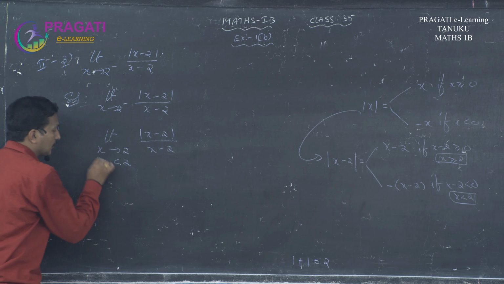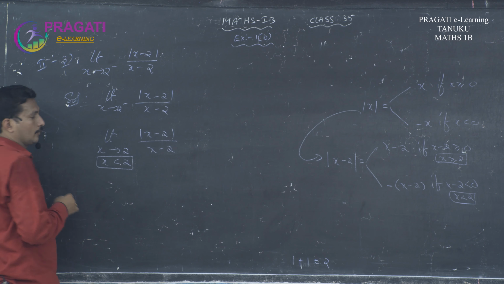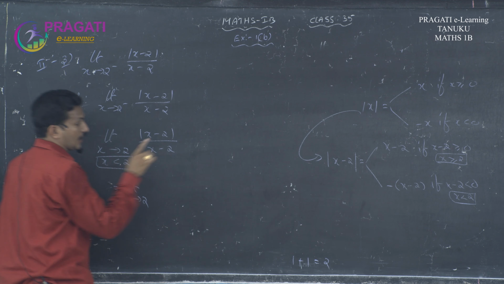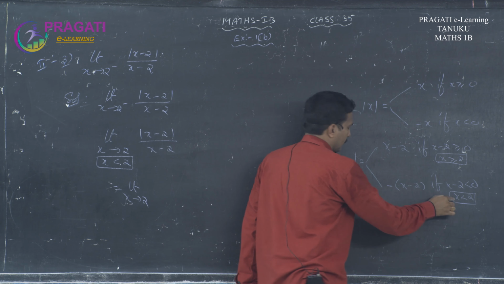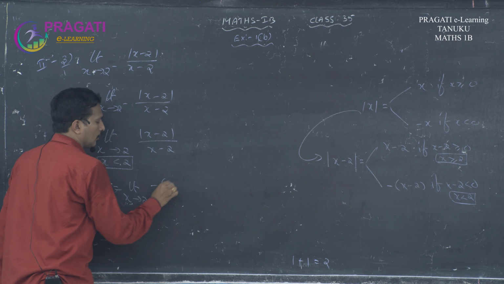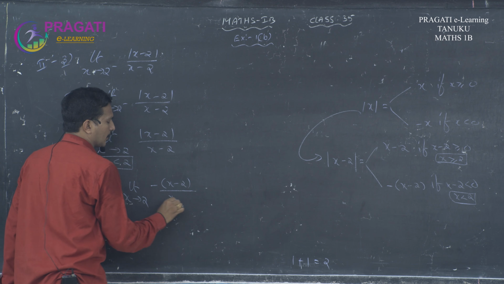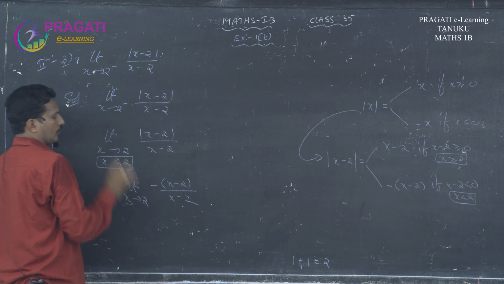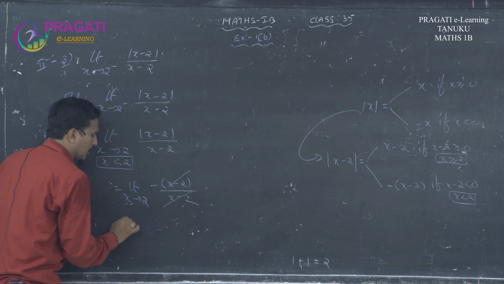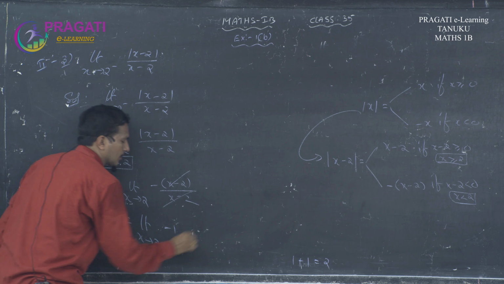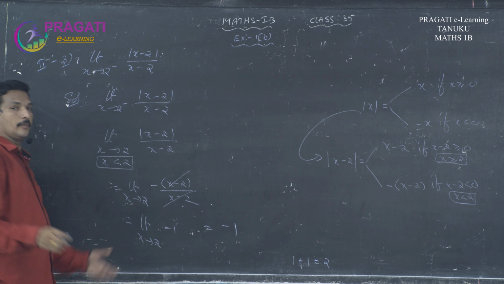Here x is less than 2. Then limit x tends to 2, where x less than 2 means mod of x minus 2 can be written as minus of x minus 2. So we have minus of x minus 2 by x minus 2. The x minus 2 cancels, leaving limit x tends to 2 of minus 1. The constant remains the same, so the answer is minus 1.